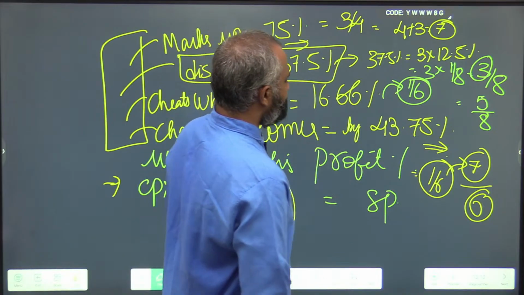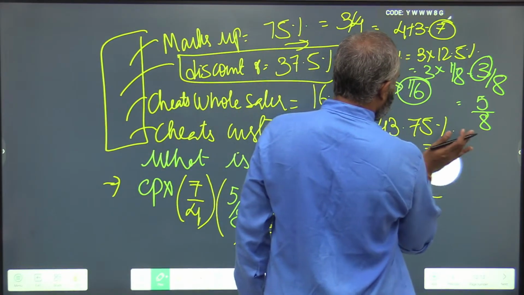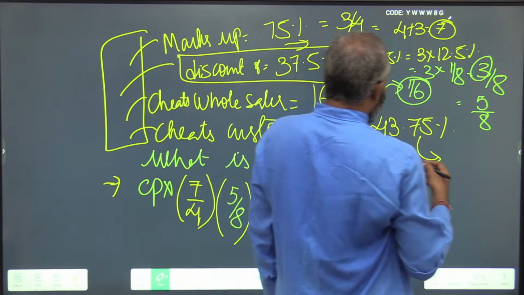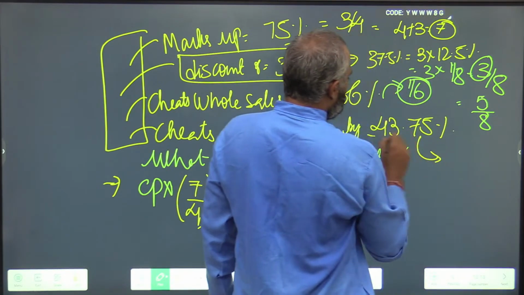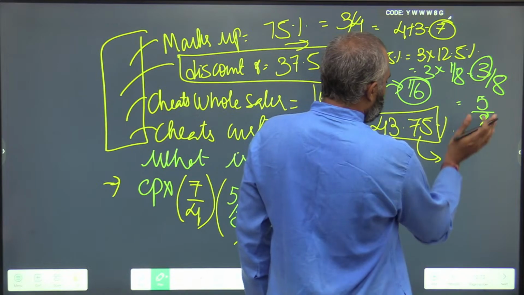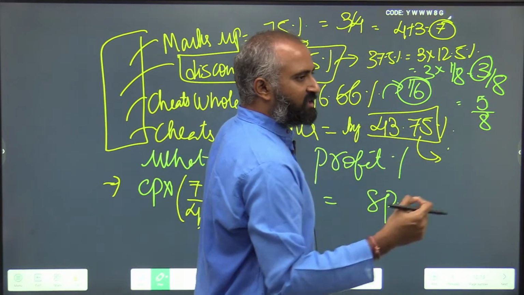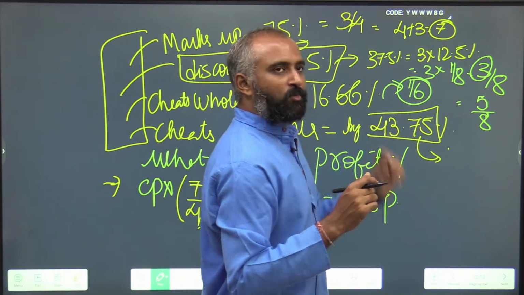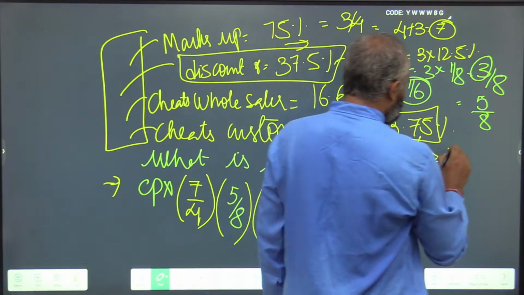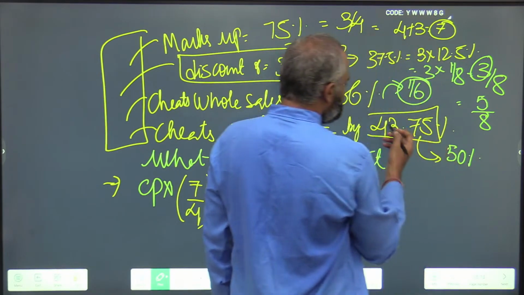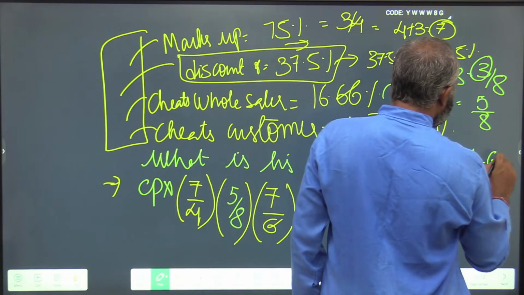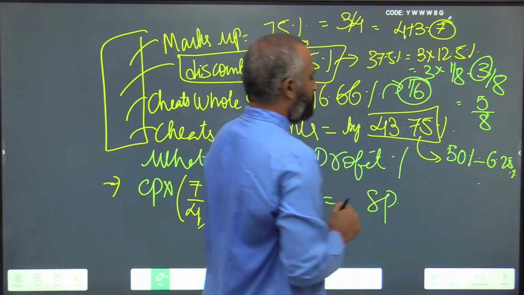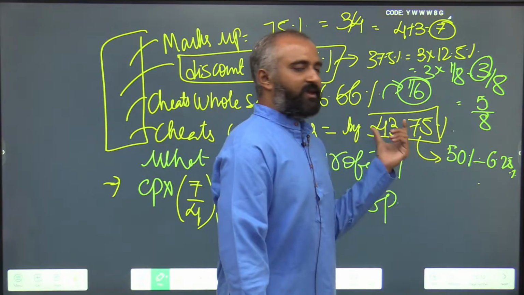And he is cheating the customer by 43.75%. To simplify this, always compare in reference with the most comfortable whole percentage. 43.75% is nearer to what? 50%. And how much is this less? 50 minus 6.25%, right? 43.75 plus 6.25 is 50%.